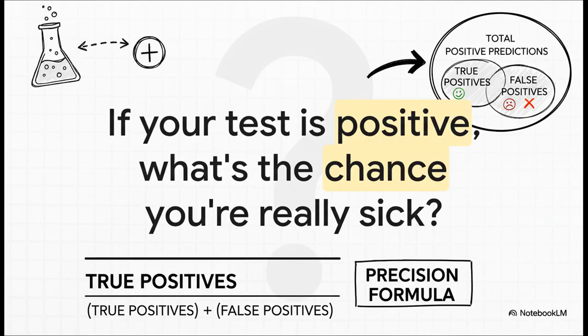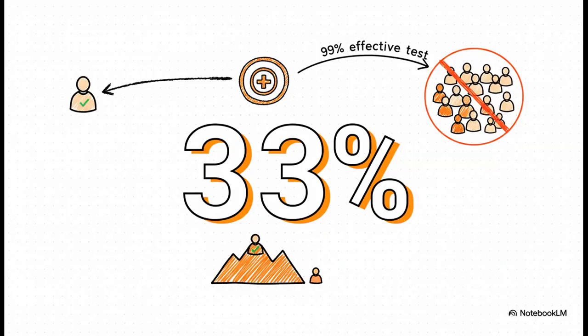Which brings us to the final critical question. You get a positive test result. What is the actual, real probability that you are sick? Well, to figure this out, all we need is our precision formula. We just take the number of true positives and we divide it by the total number of positive predictions, which is our true positives plus all those false positives. And the answer is just 33%.